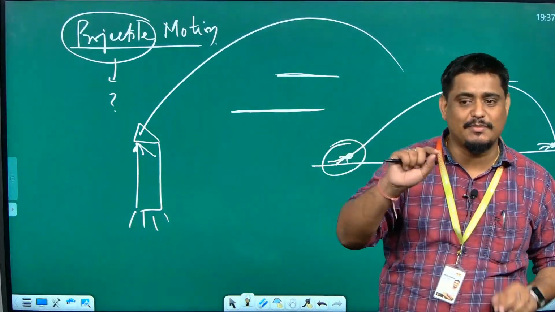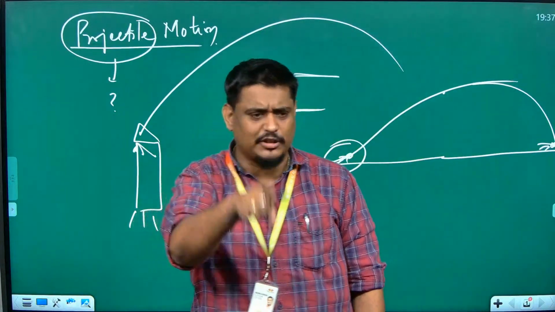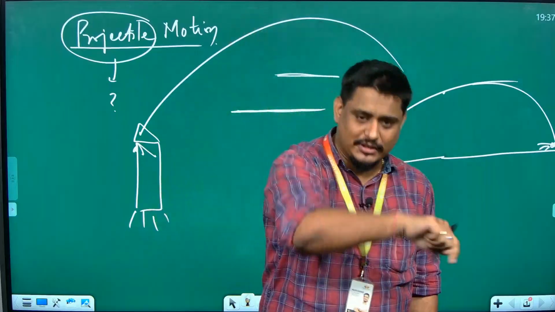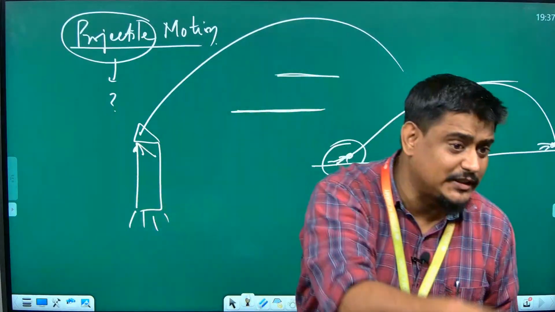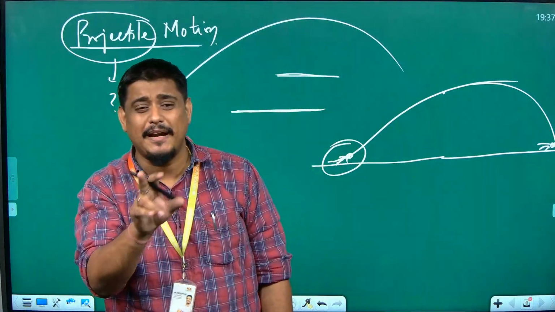I hope you understood the meaning of projectile. Projectile is anything that is thrown. A bowler bowling, projectile. A footballer kicking a ball, projectile. Throwing a javelin, projectile. Somebody hitting a tennis ball, projectile. Everything is a projectile because these things are not propelled by any fuel.